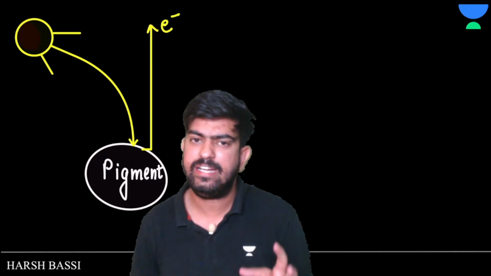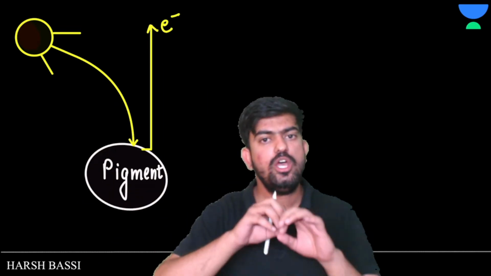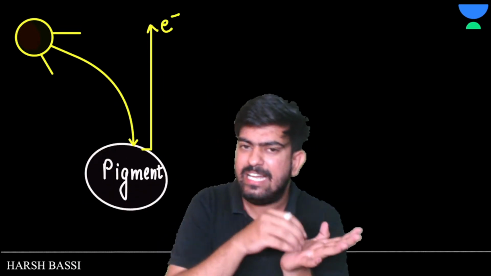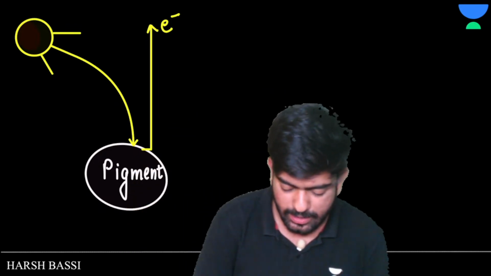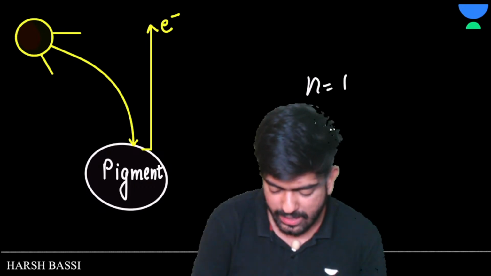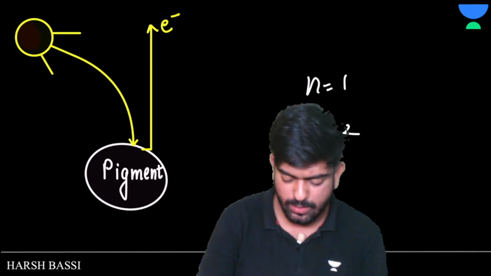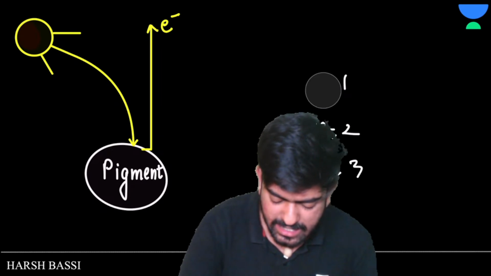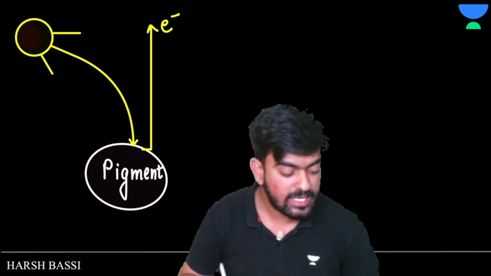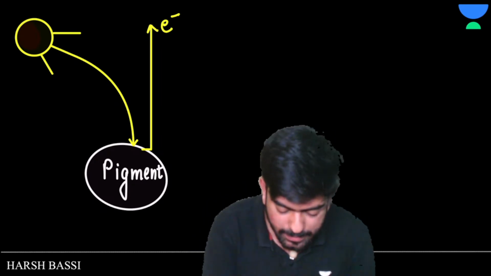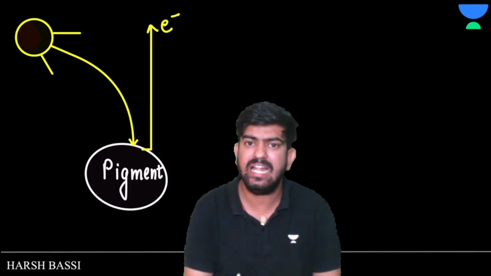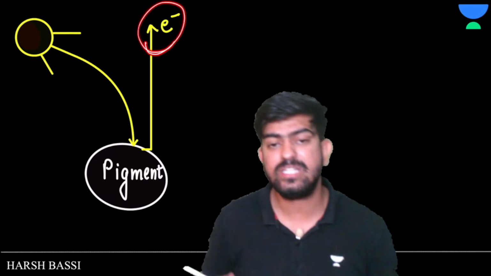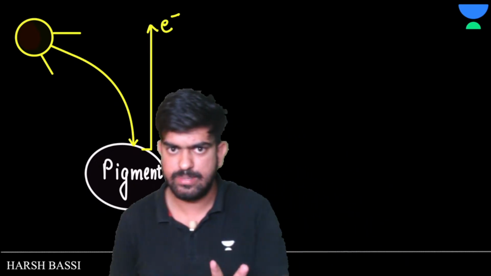In chemistry, you might have learned that if you're giving energy to a molecule, its electron gets excited, right? If it is in n is equal to 1, it will go into n is equal to 3, right? So similarly here also, as soon as the pigments are getting the sunlight, their electrons are energized and they are going into the excited state. Clear? This much clear? Okay.